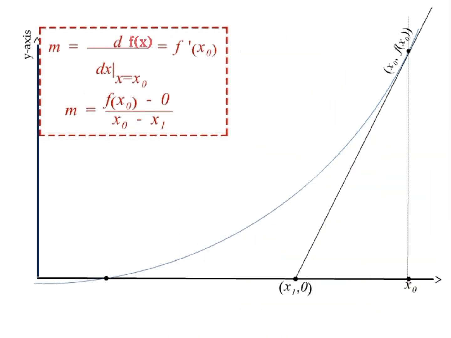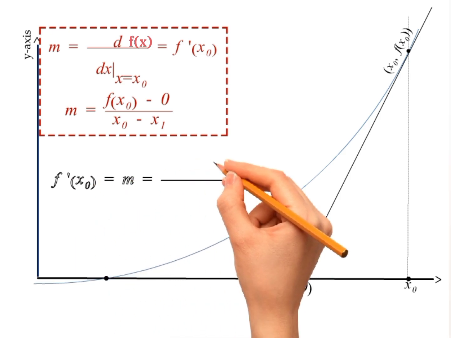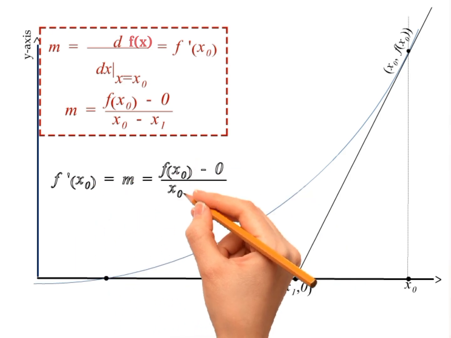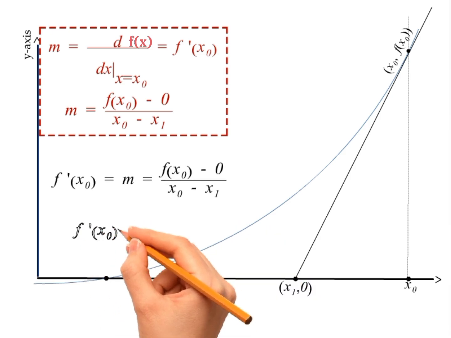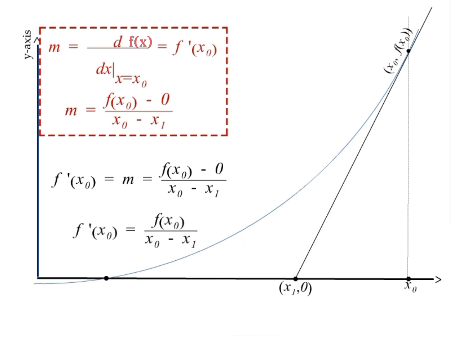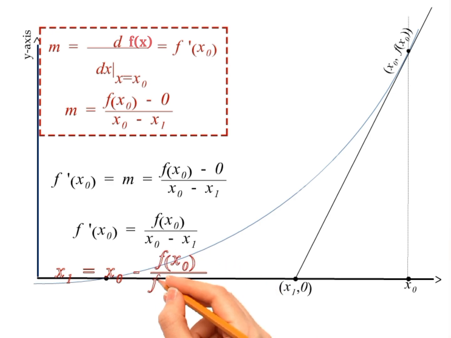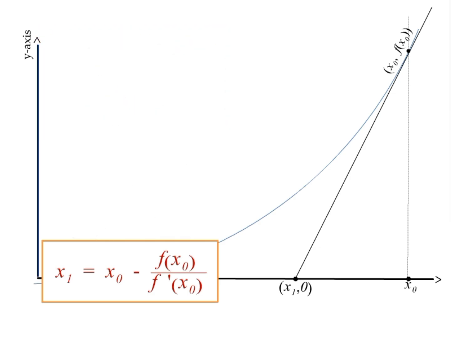Since m is the subject of formula for both equations, we can equate both equations. f0 prime equals f0 over x0 minus x sub 1. But making x sub 1 the subject of formula here, it follows that x sub 1 equals x0 minus f0 over f0 prime. This is the result for the first iteration. We use the previous value of x to arrive at a new value of x.